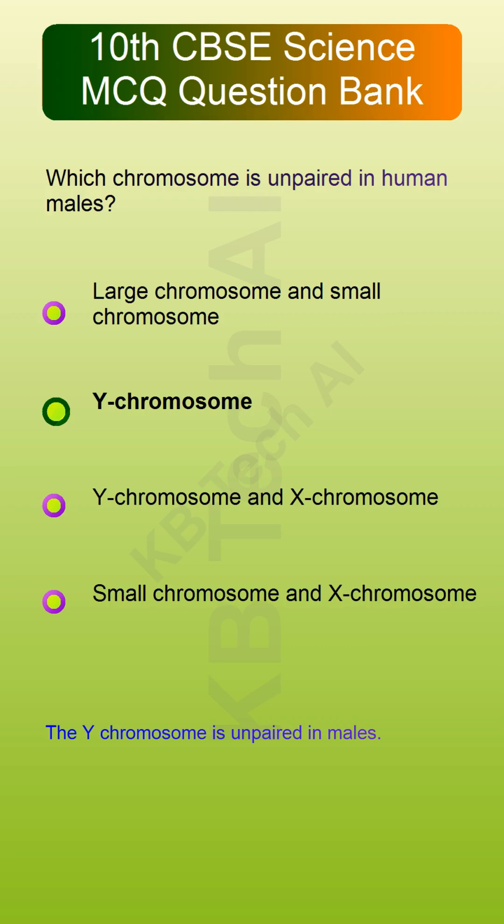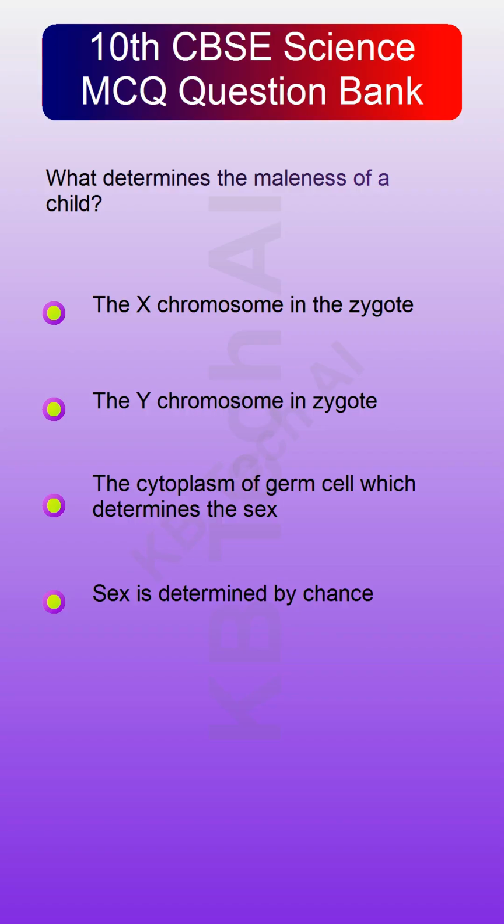The answer is, option 2, Y chromosome. What determines the maleness of a child? Option 1, the X chromosome in the zygote. Option 2, the Y chromosome in zygote. Option 3, the cytoplasm of germ cell which determines the sex. Option 4, sex is determined by chance.